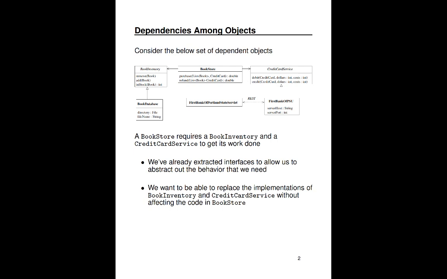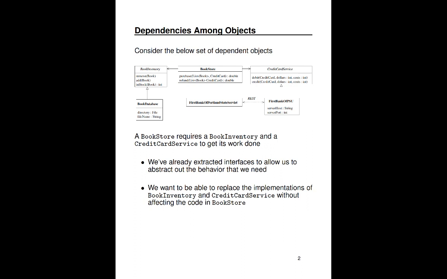The next couple of slides are going to talk about a series of objects that exist within a bookstore application that uses classes from this hierarchy. There's a bookstore class that allows a user to purchase and refund books using a credit card. Instances of this bookstore class depend on other kinds of objects, such as a book inventory, which keeps track of what books are available, and a credit card service that processes the credit card transactions.